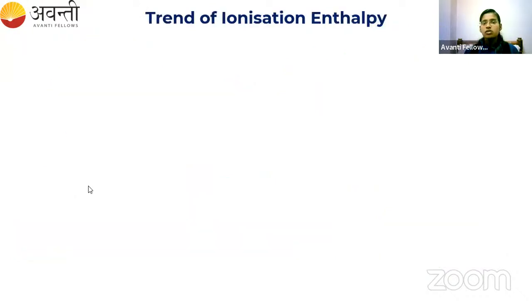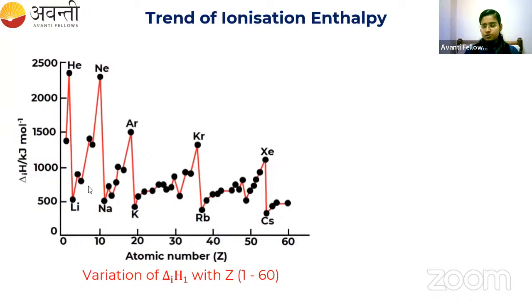Now let us go for the trend of this ionization enthalpy. Let me take a graph. What do you observe in this graph? The graph has some peak points and also the lowermost minimas and maximas, right? The maximas are occupied by a particular group and the minimas are occupied by another group.